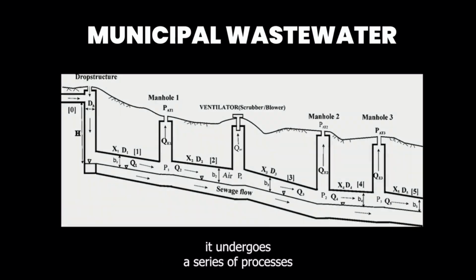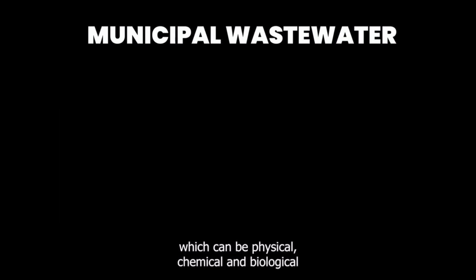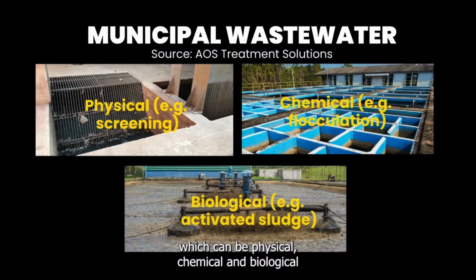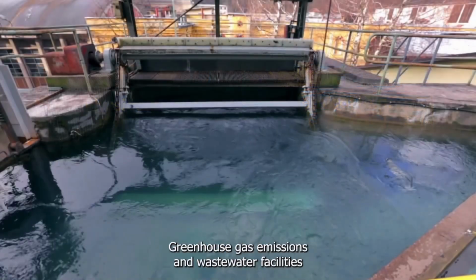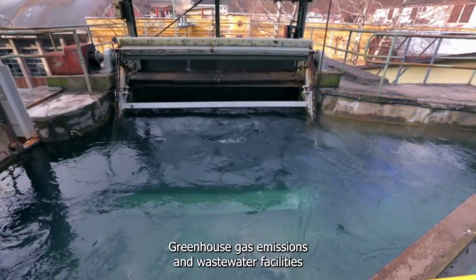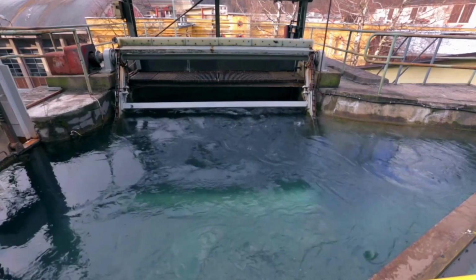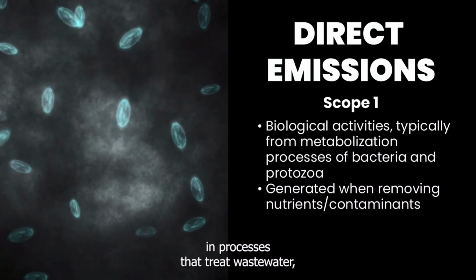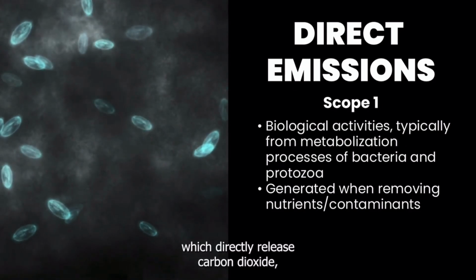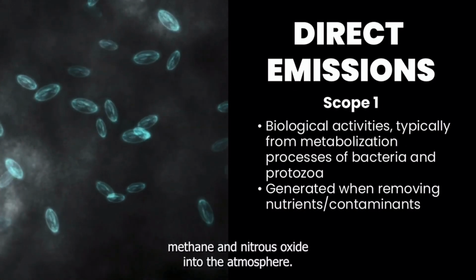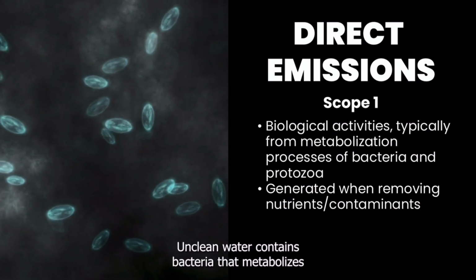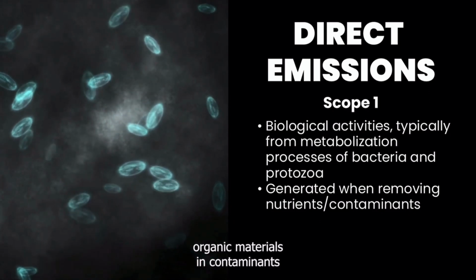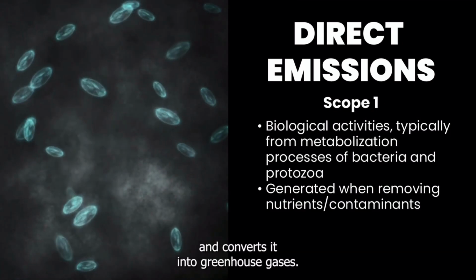Once at the treatment plant, it undergoes a series of processes, which can be physical, chemical, and biological, and have energy-intensive expenditures, as well as greenhouse gas emission profiles. Similar to water treatment facilities, greenhouse gas emissions in wastewater facilities can be both direct and indirect. Scope 1 emissions originate from biological activity in processes that treat wastewater, which directly release carbon dioxide, methane, and nitrous oxide into the atmosphere. Unclean water contains bacteria that metabolizes organic materials and contaminants and converts it into greenhouse gases.